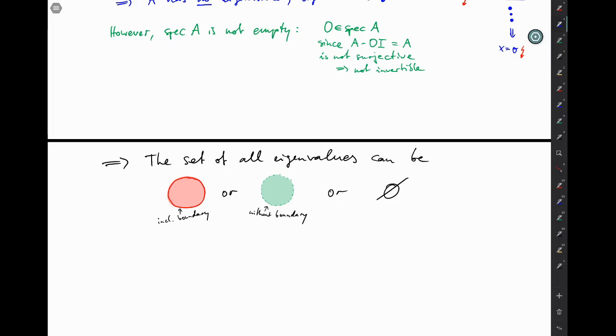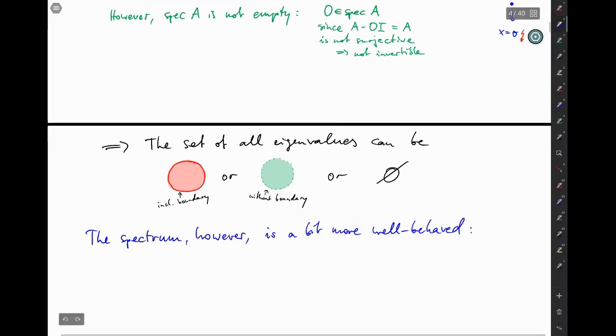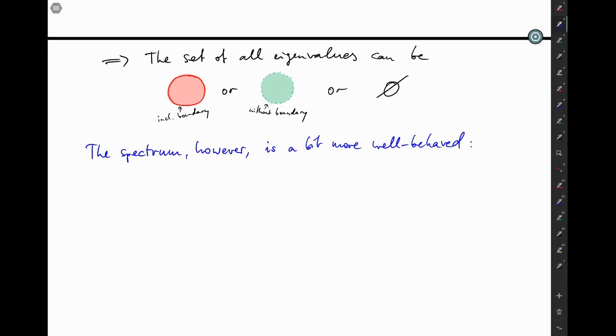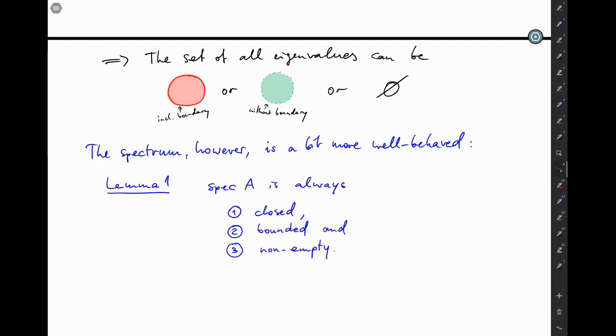The spectrum, in contrast, is a bit more well behaved. It always has the following properties, and that's going to be our first little lemma. The spectrum of A is always closed, bounded, and non-empty. So this couldn't happen here, that couldn't happen because it's not closed. This could happen.